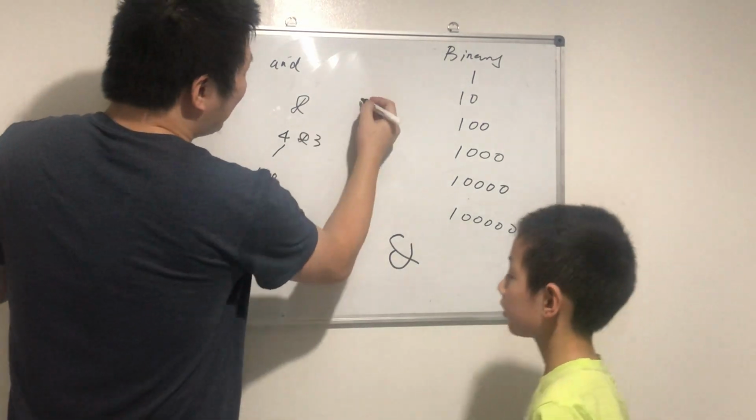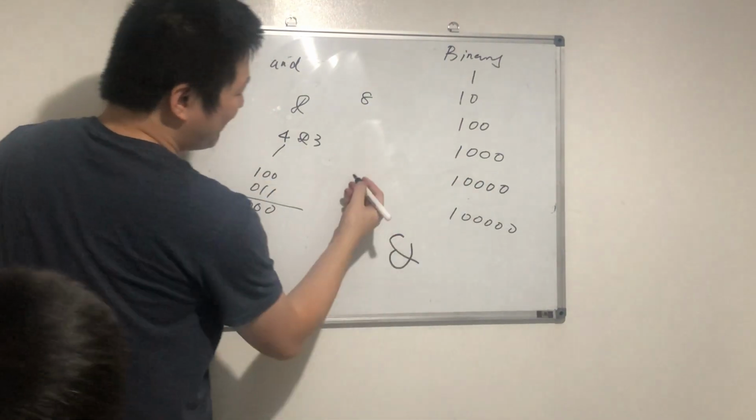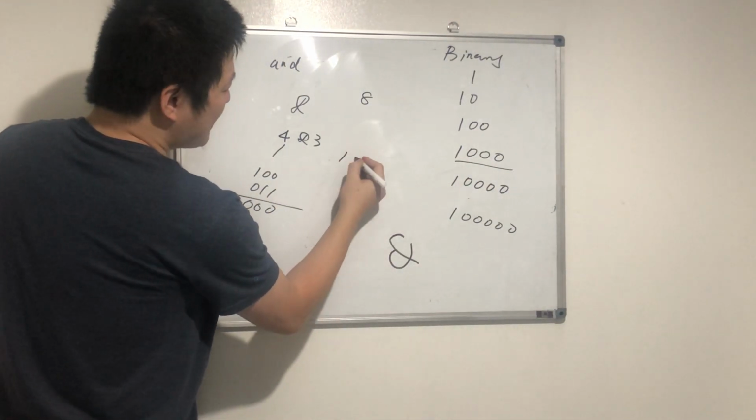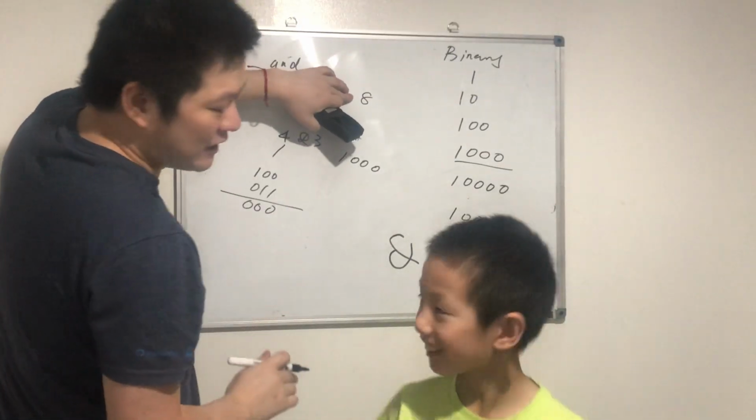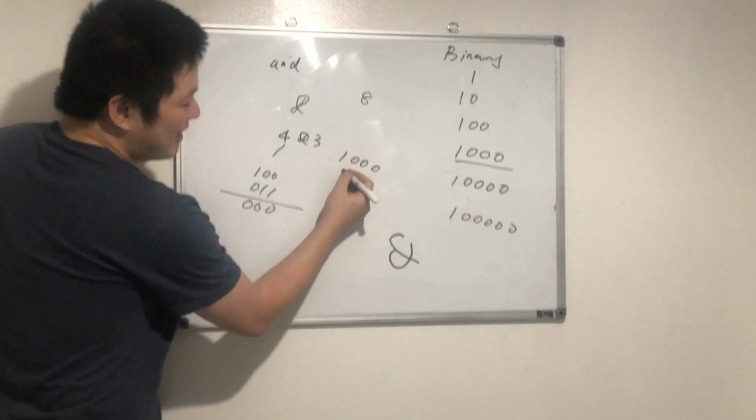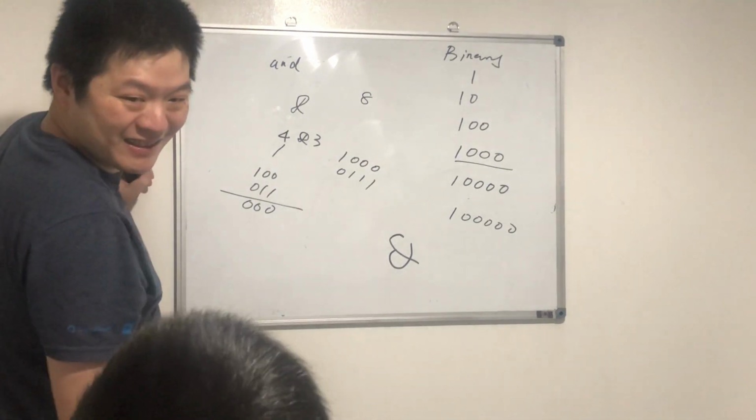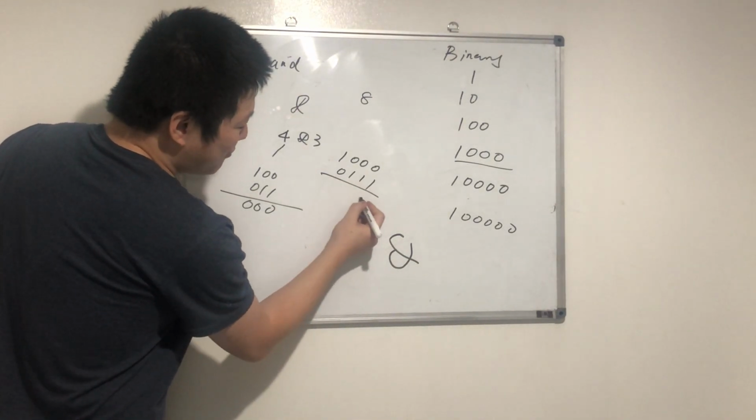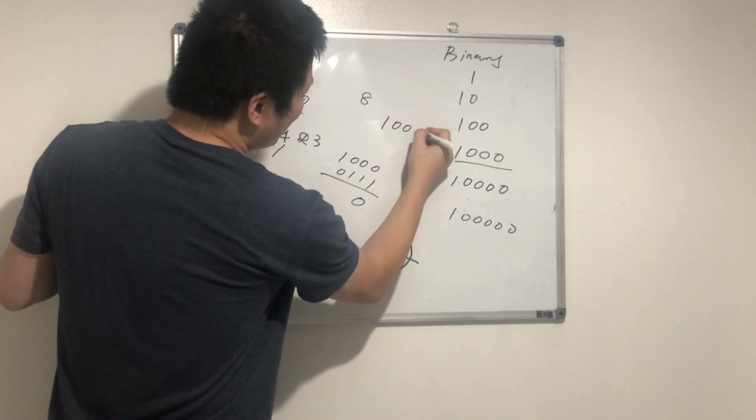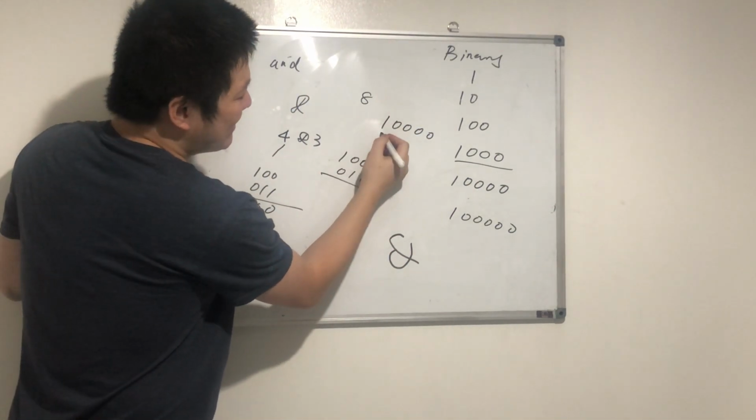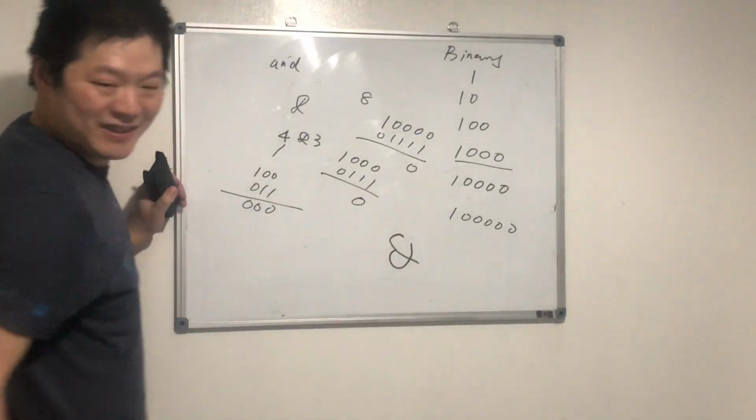So look, 8 is a power of 2. 8 is this one, 1, 0, 0, 0. If I subtract 1, what's 7? 7 is 0, 1, 1, 1, right? So the AND together will be 0. Another one, 16: 1, 0, 0, 0, 0. Minus 1 is what? 0, 1, 1, 1, 1. You AND, you get 0. Do you get it?